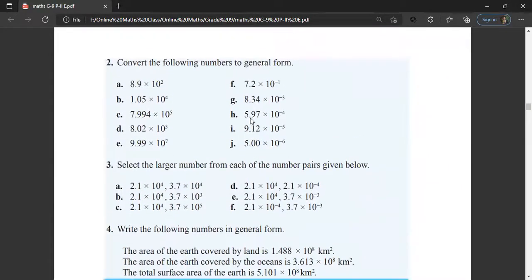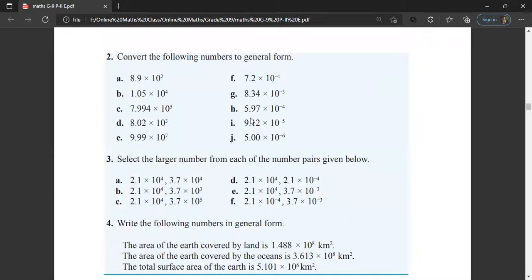Right. Final few questions, right? In the homework, convert the following numbers to general form. Here, one by one. Easily you can say it. A. Yes, one by one. 890. B. 10,500. C.